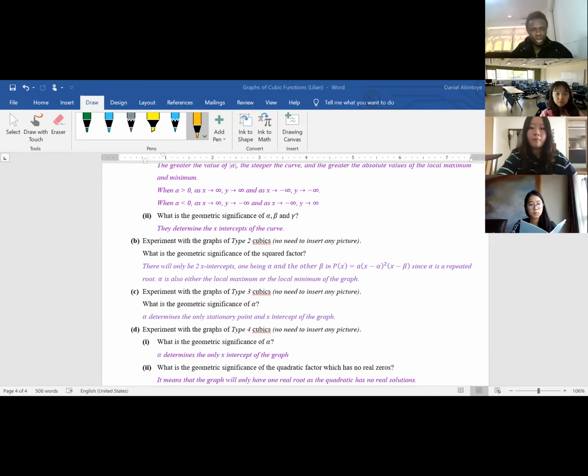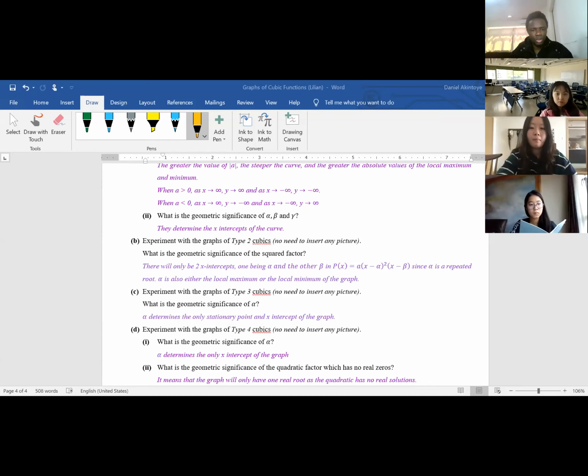Let's look at the picture that I sent to you in the group. It's on the screen now. So this is a summary for the cubic function. When this is happening, there is only one intercept. The graph only cuts the x-axis at this point.